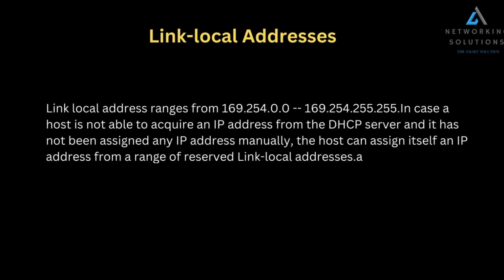In the absence of a DHCP server, every host machine randomly chooses an IP address from the above-mentioned range and then checks, by means of ARP, to ascertain that no other host has configured itself with the same IP address. Once all hosts are using link local addresses of the same range, they can communicate with each other.